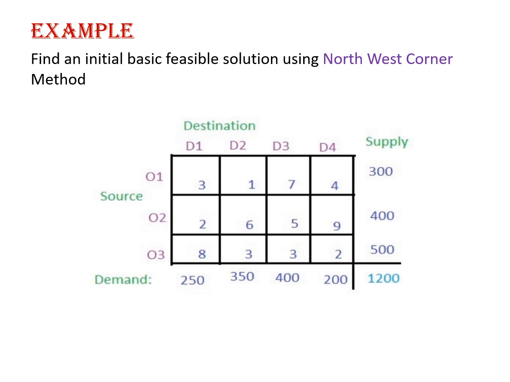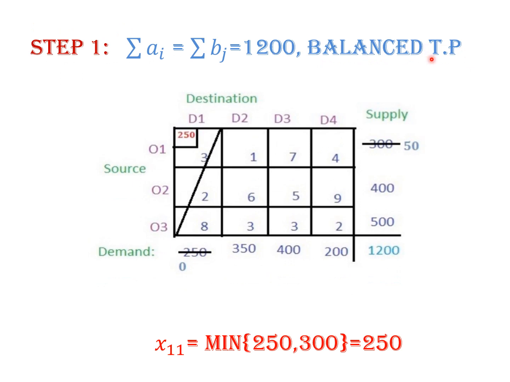Let us look into an example. Find an initial basic feasible solution using the northwest corner method. Here, the sources are O1, O2, O3. Destinations are D1, D2, D3, D4. 300, 400, 500 are the supplies. The demands are 250, 350, 400, then 200. Here, the total supply is equal to the total demand. So, the given problem is a balanced transportation problem.